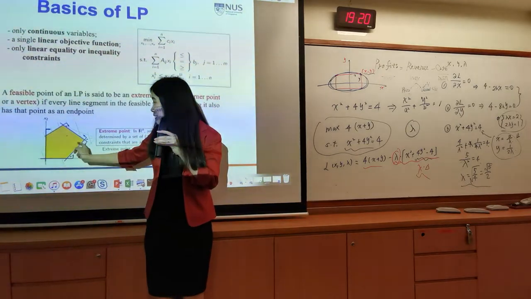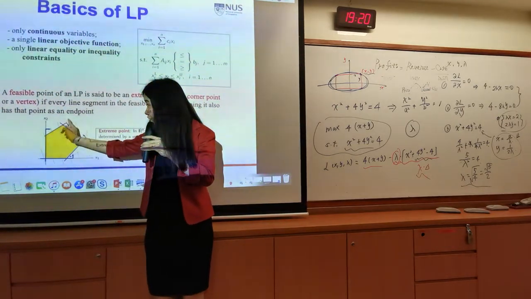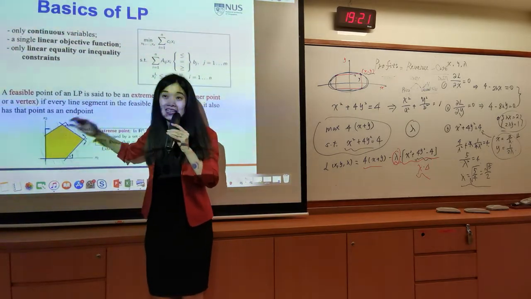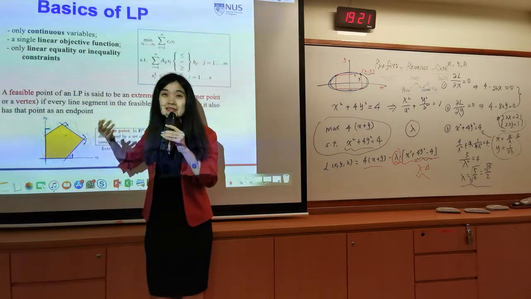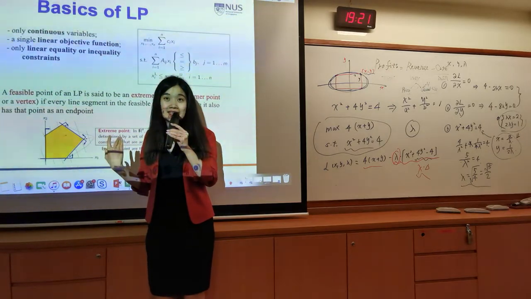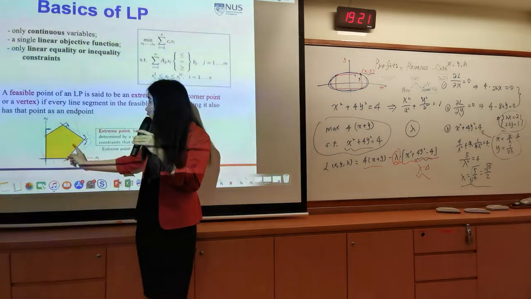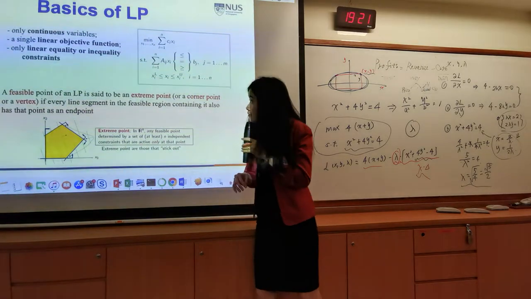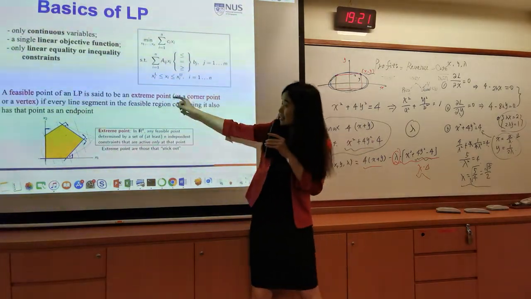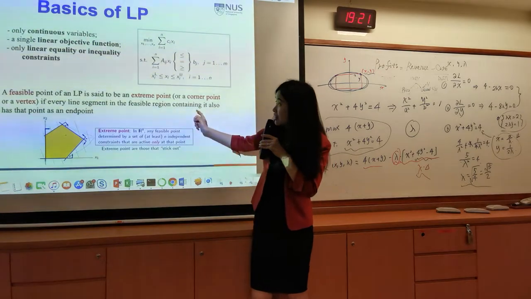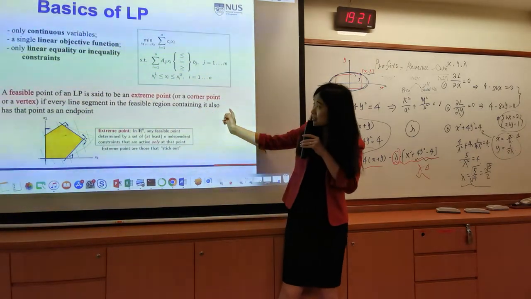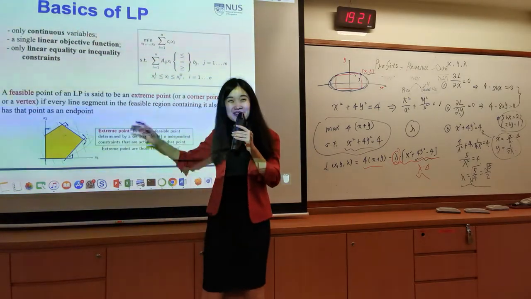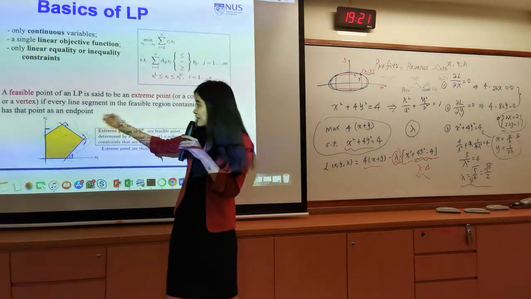So all the boundaries, if we use this line to describe the constraints, all the boundaries and the yellow space make together our feasible solutions. So feasible just means it meets all the constraints. Not necessarily optimal, but it's a feasible point. And among all these feasible points, we can say it is an extreme point if every line segment in the feasible region containing it also has this point as an end point. It's a bit complex to state it, but in the figure it's very simple.